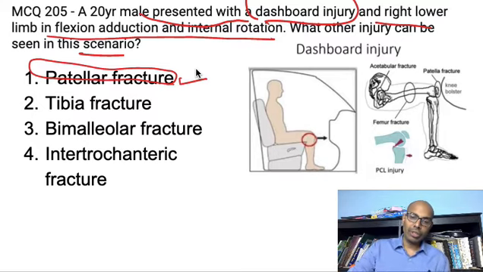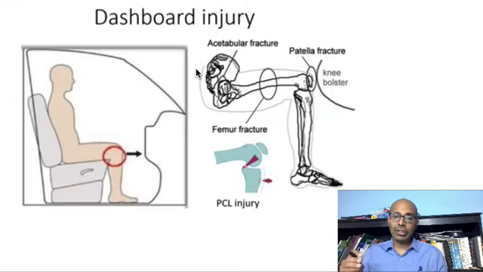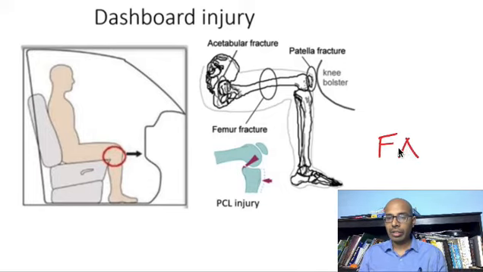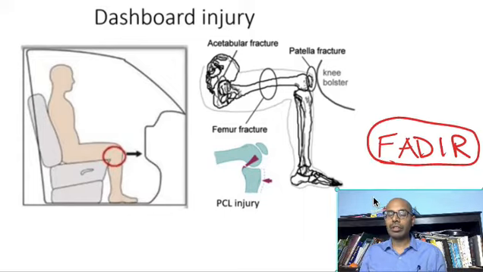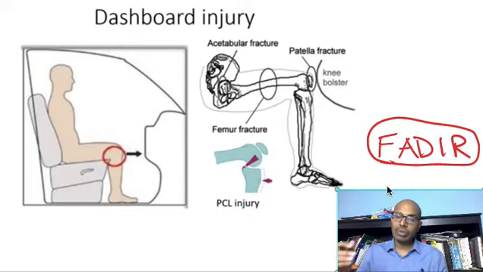So what has the patient suffered? The patient has had a posterior dislocation of the hip. Why do we call it a posterior dislocation of the hip? Because there is flexion, adduction and internal rotation. FADER is flexion, adduction and internal rotation, mnemonic for the position in which the posterior dislocation of the hip stays. So patient has a posterior dislocation of hip.